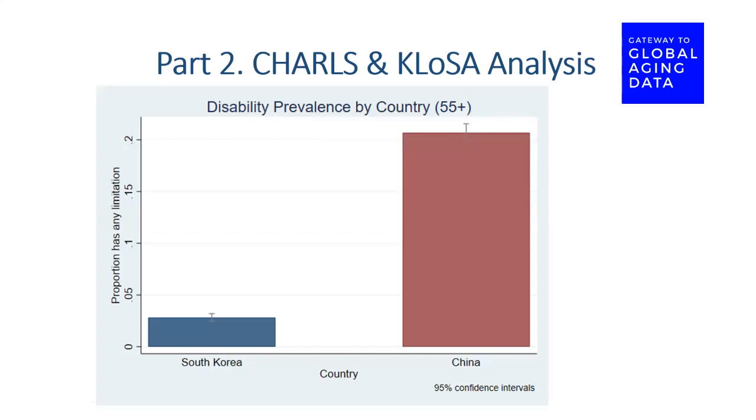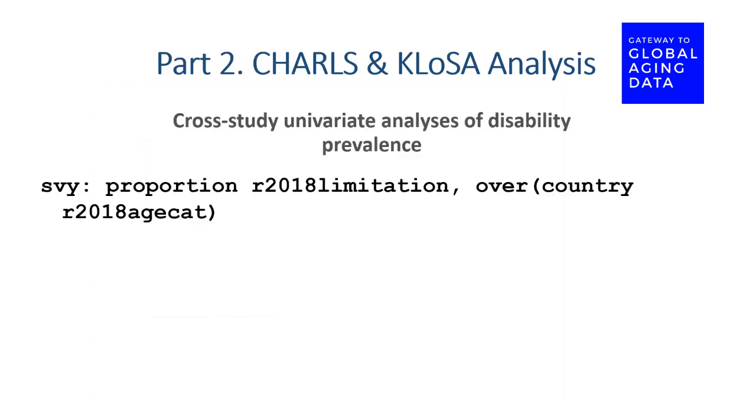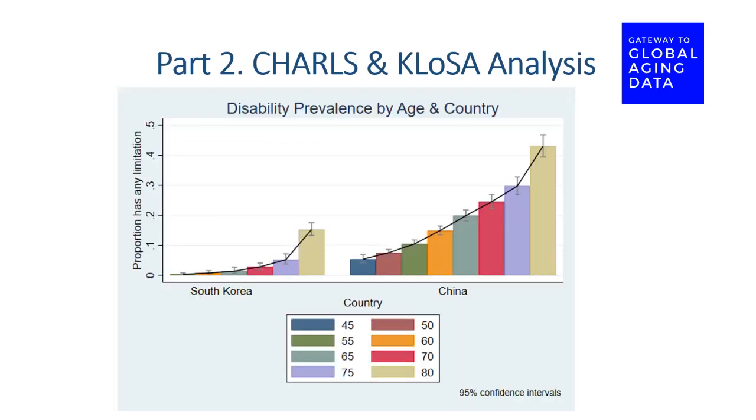So we can see that it's less than 5% of people we would estimate in South Korea have a disability for people 55 and over, and 20% of people in China. So there's a really striking difference in who has this sort of limitation between these different countries. We could also look at whether these countries have different age patterns. And again, we can see a really striking difference here.